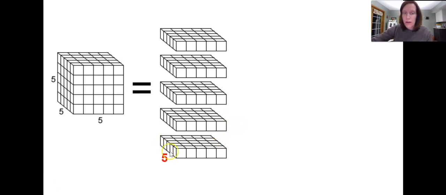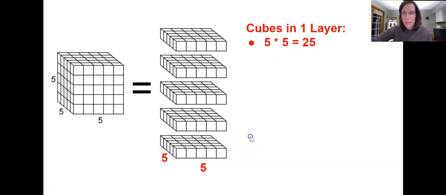In this first layer, we know there are 5 right here for our width and 5 across the front for our length. If we wanted to find how many cubes were just in one layer, it's kind of like finding area, where we multiply that length and that width. 5 times 5 is 25. There are 25 cubes in this first layer. So 25 is our base layer.